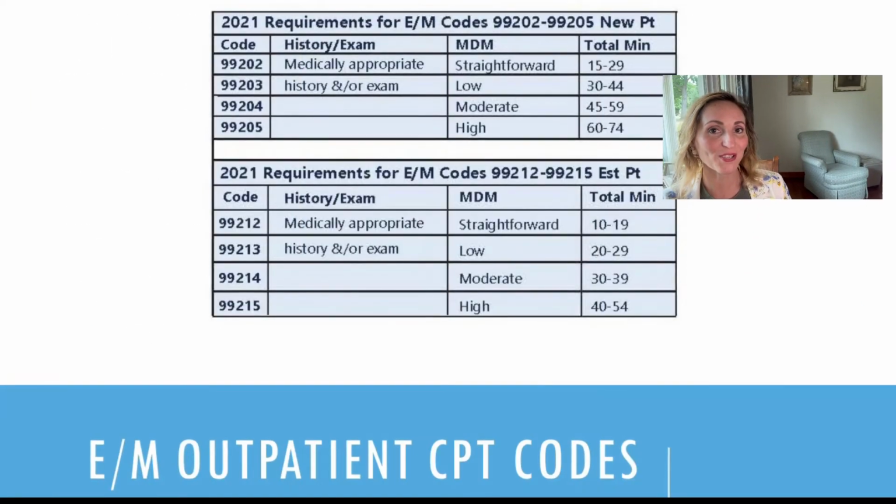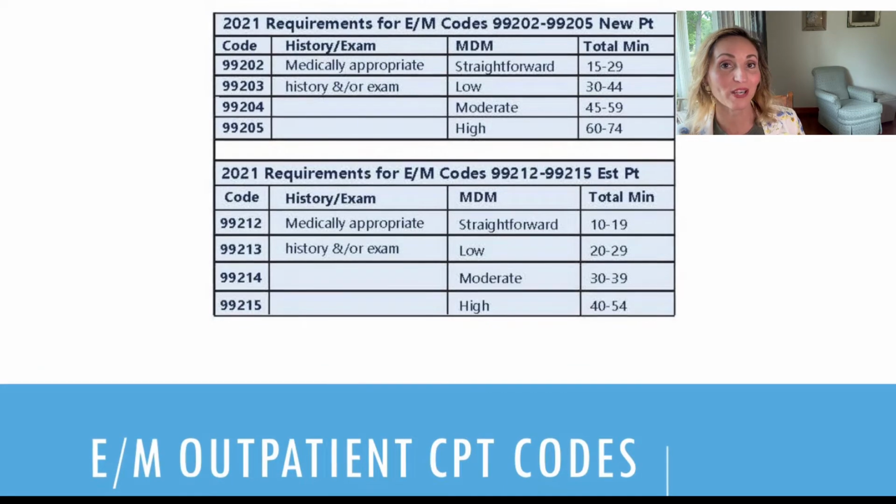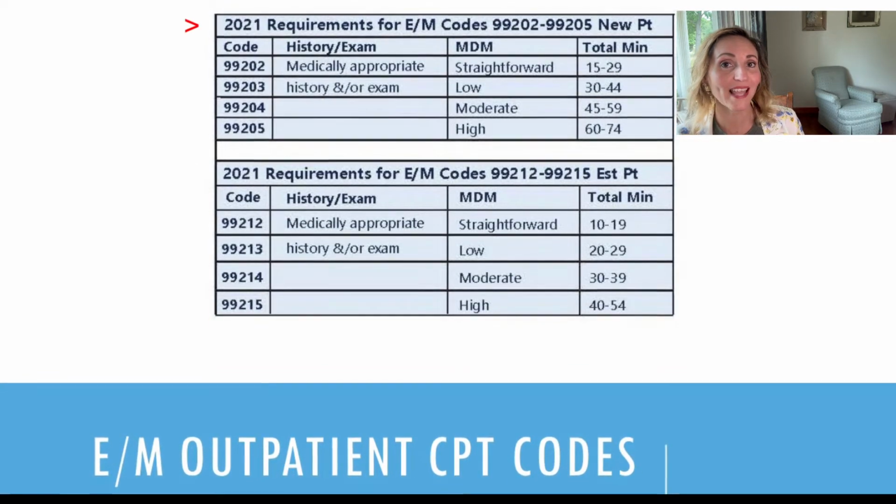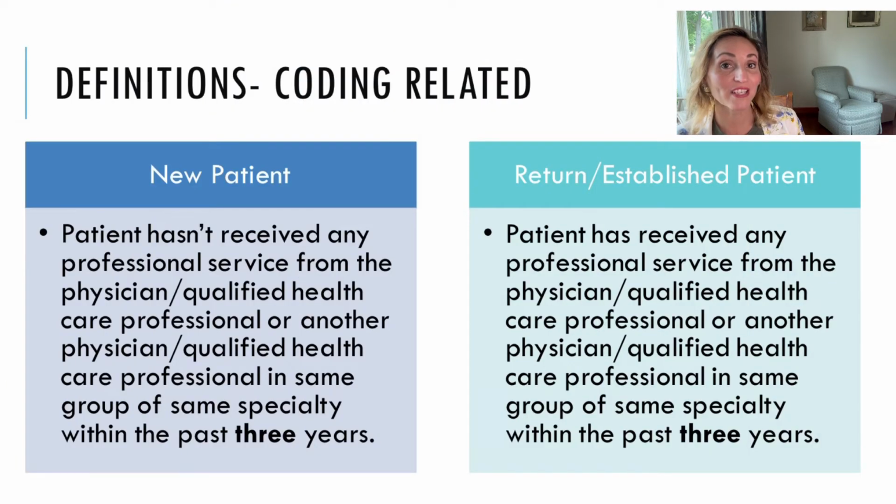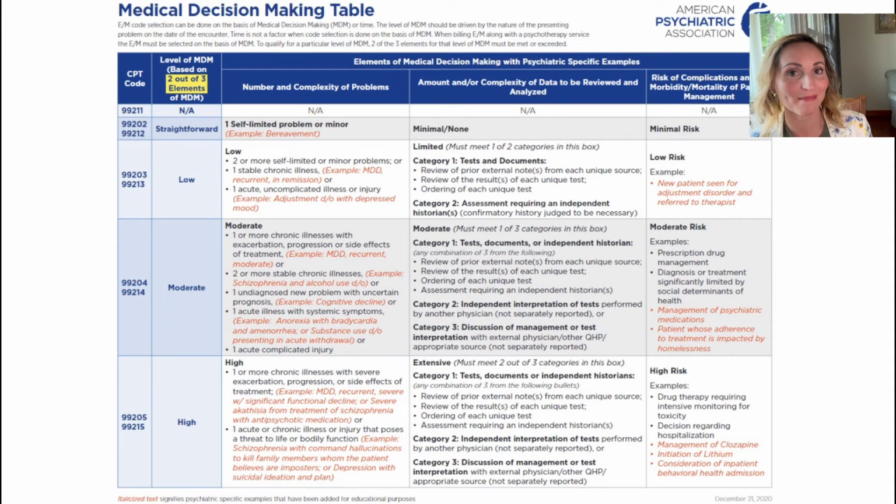For your outpatient services, the first item to notice is if your patient is new or established. If the patient has been seen by the clinic within the last 3 years, they are considered an established patient. It is important because your CPT code selection is based off whether they're new or established. Let's take a look at the table published by the AMA.